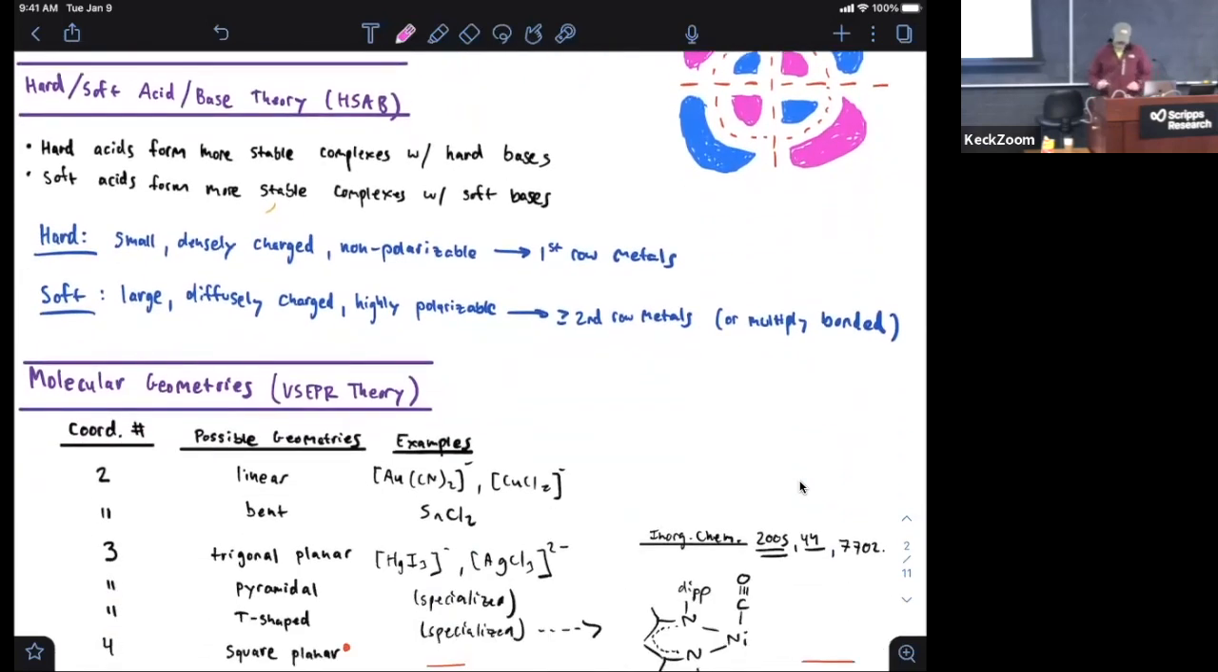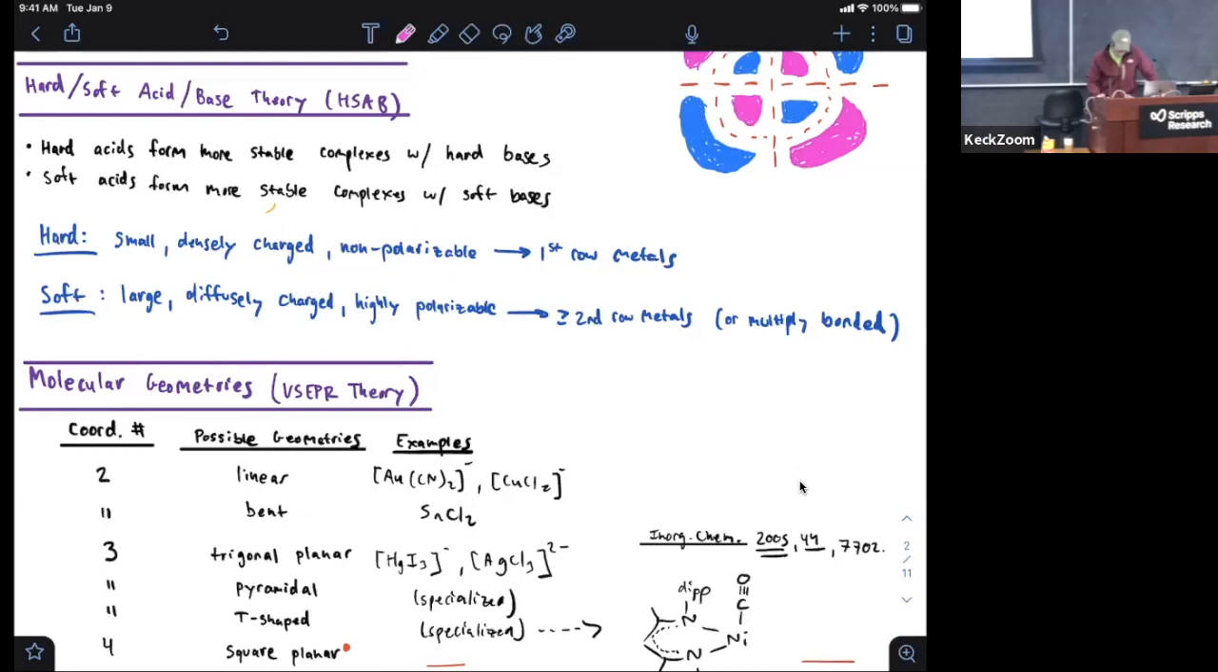Okay, one concept that we'll cover quickly, and in some ways it's kind of like an orphan topic that doesn't really fit anywhere. So we'll just cover it, and then you'll be familiar with this nomenclature, and we'll encounter it a couple times in class. You'll see it when you're reading papers, et cetera. And this is the idea of hard-soft acid-base theory. In many ways, I think this is quite intuitive.